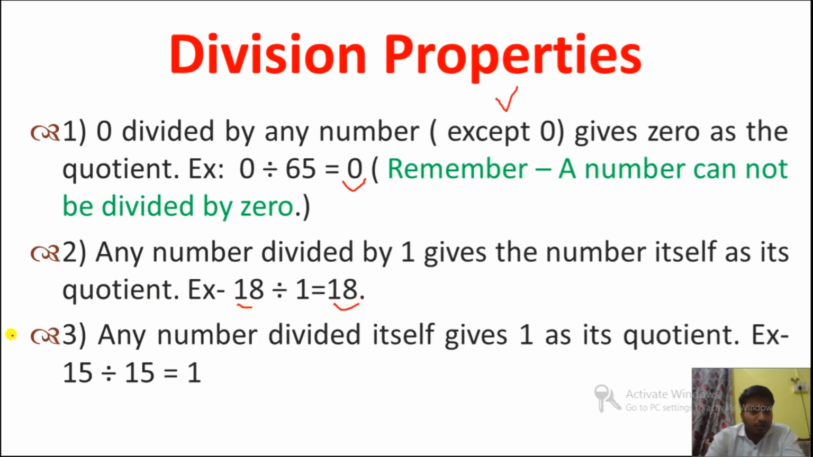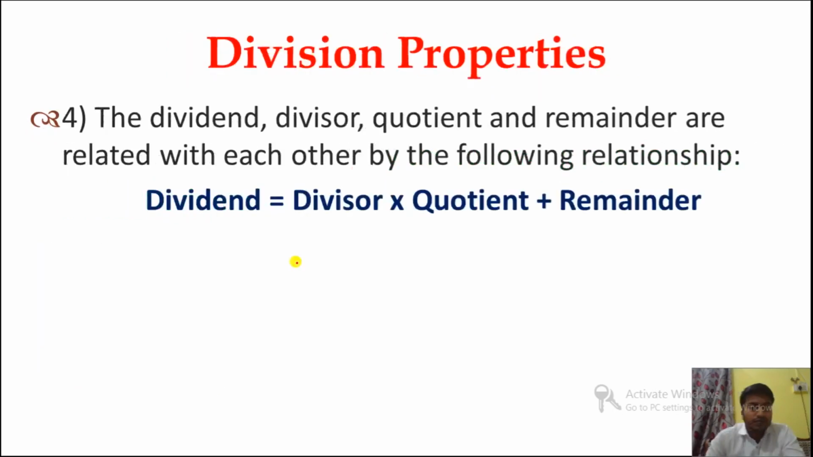Now property number 3: any number divided by itself gives 1 as its quotient. That means when we divide any number by that same number we will get the result 1. Here you can see the example, when we divide 15 by 15, we will get 1 only. So that is what is mentioned here, any number divided by itself gives 1 as its quotient.